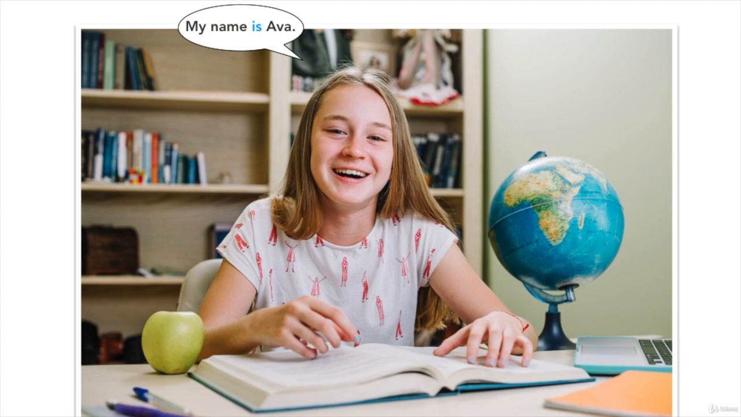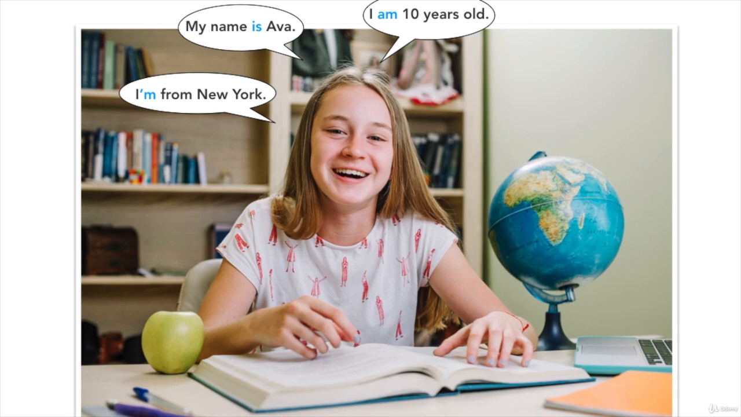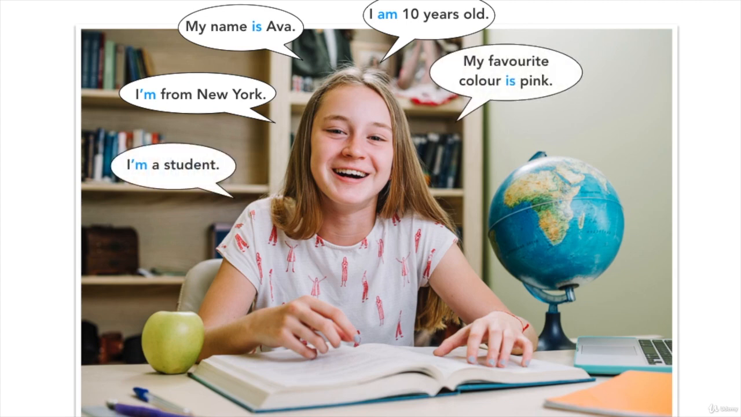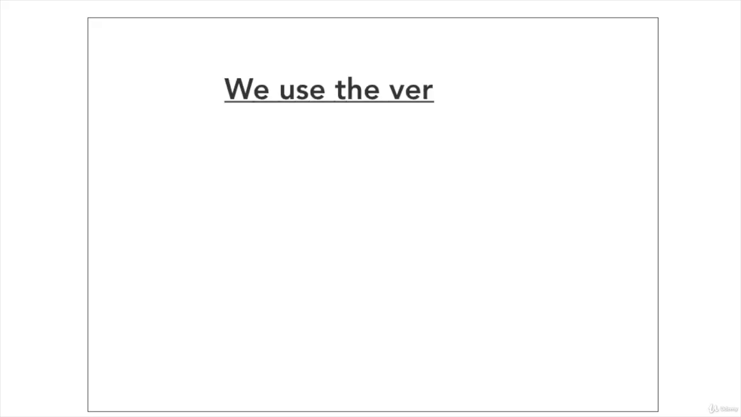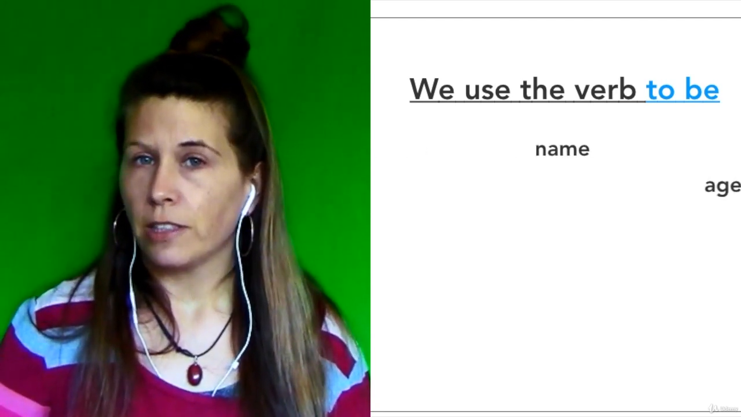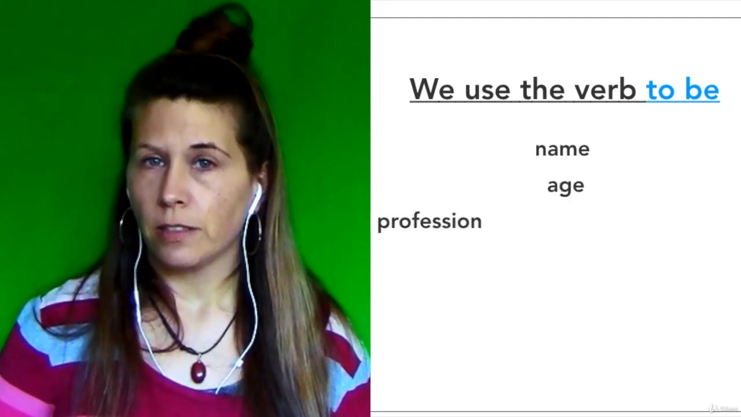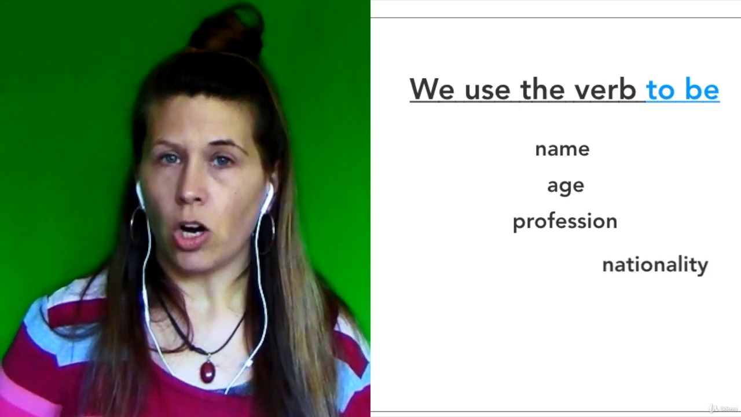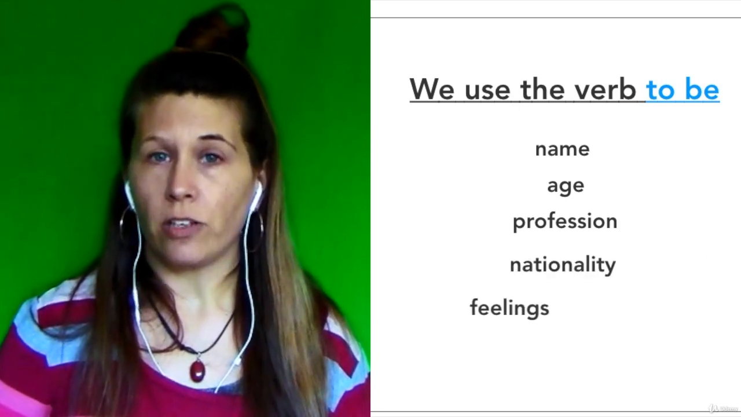My name is Ava. I am 10 years old. I'm from New York. My favorite color is pink. I'm a student. I'm an artist. We use the verb to be when we say our name, our age, our profession, our nationality, our feelings, and our status.